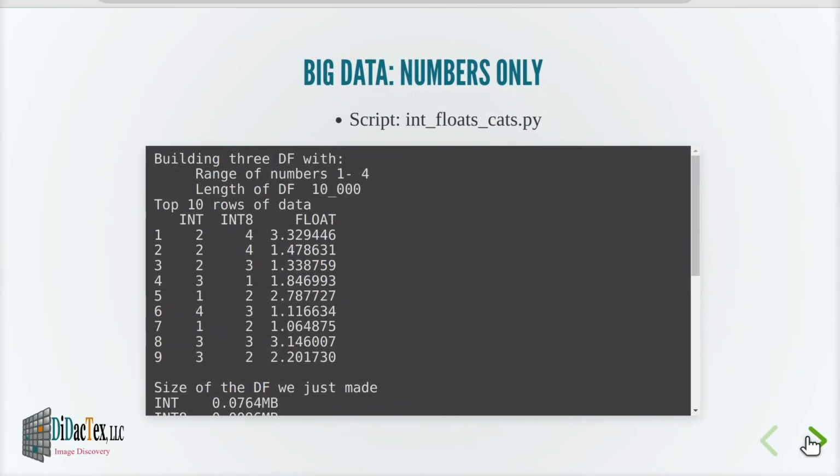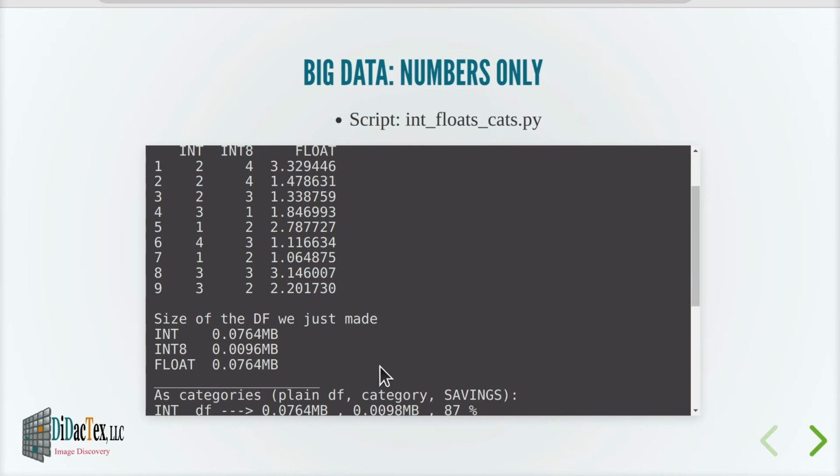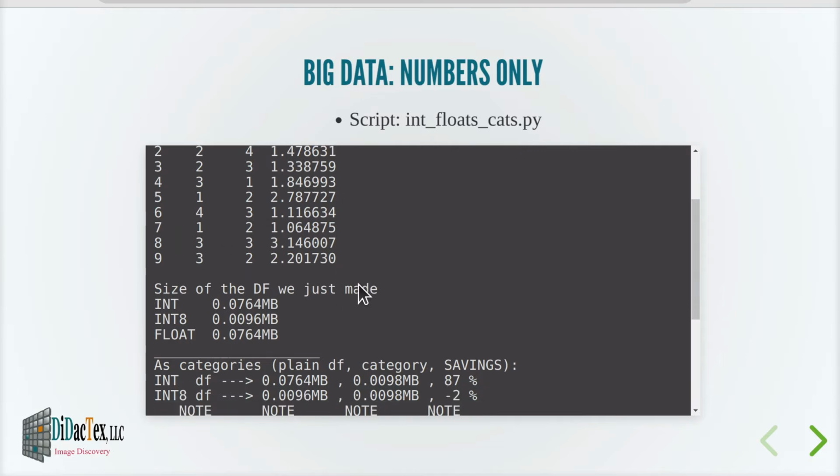Here is a data frame that I created with the int floats categories.py file, of just numbers. I have 3 columns. The numbers range from 1 to 4, and there are 10,000 rows. The first column is just integers between 1 and 4. The second column, I explicitly set to an int 8. And the third column is of floats. The size of the first column is roughly 1/10 of a megabyte. The second column, just by setting it to an int 8, reduced the size by an order of magnitude. And the floats are the same size as the ints, even though these are obviously not repeating.